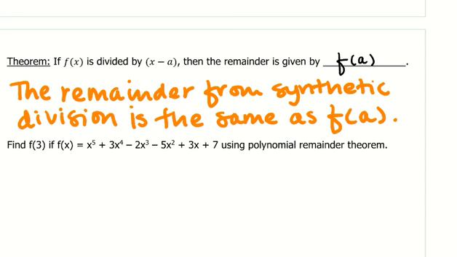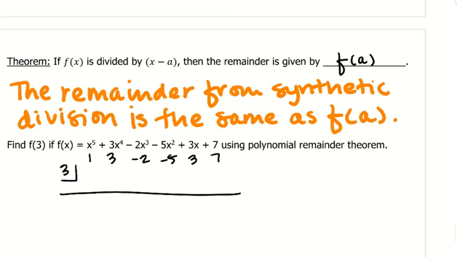Okay, so I'm going to do this the easier way. I'm going to find f of 3 if f of x is x to the 5, 3x to the 4, negative 2x to the 3, negative 5x squared, 3x and 7, just like we did before. We're expecting this to come back 403. So I'm going to set up for synthetic, some people might call this synthetic substitution, and I'm going to put in 3. So you drop this down. 1 times 3 is 3. You add them, multiply, add, multiply.